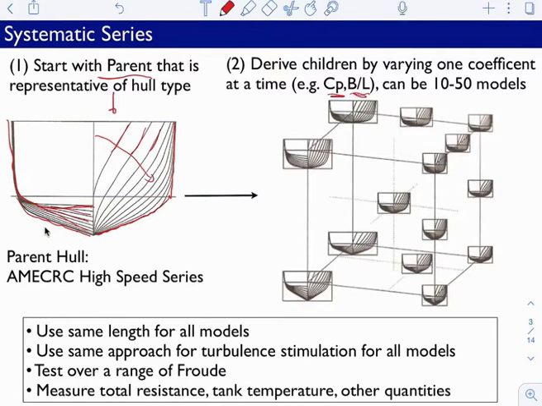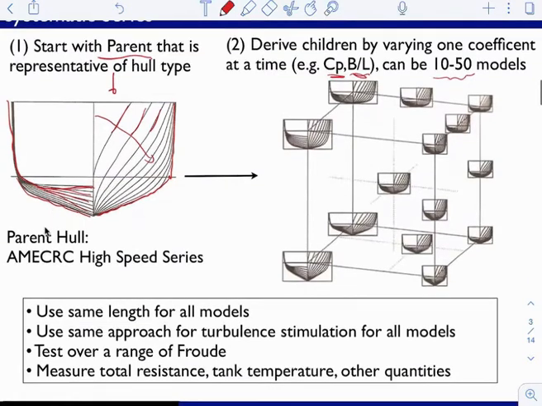So the range of number of models, something like 10. I'll show you a series that has 9. I'll show you a series that has 4 dozen models. And that can be used to really assess the influence of different parameters on the performance of the hull.